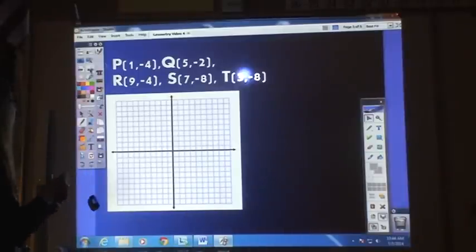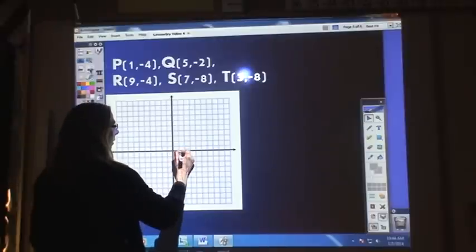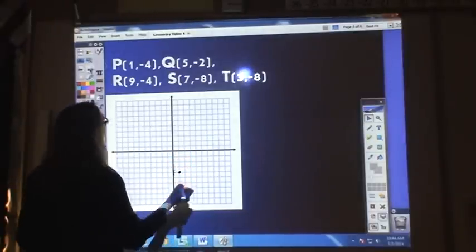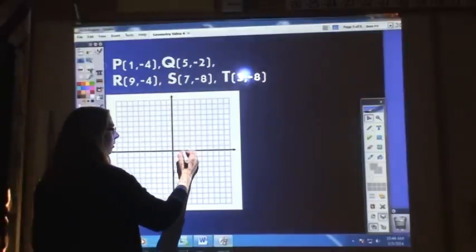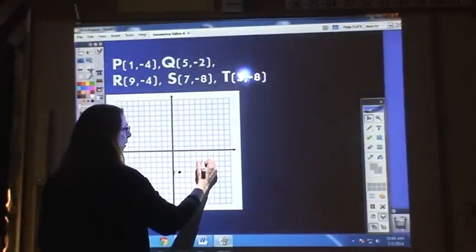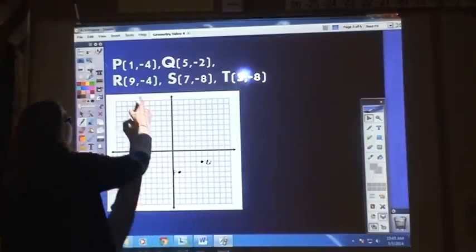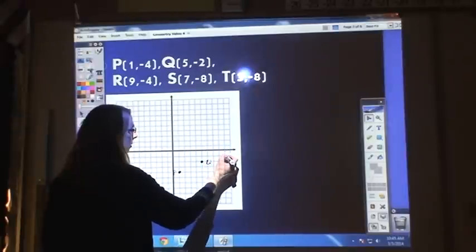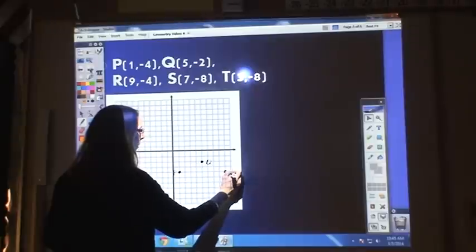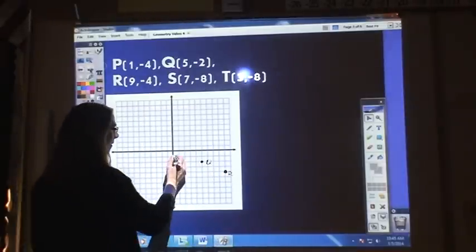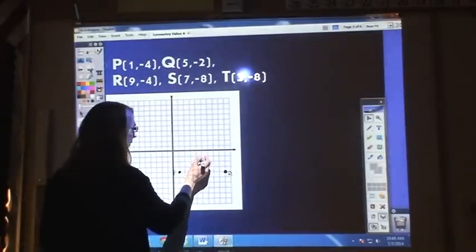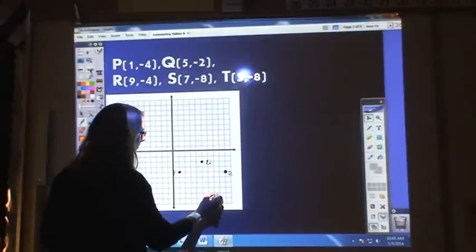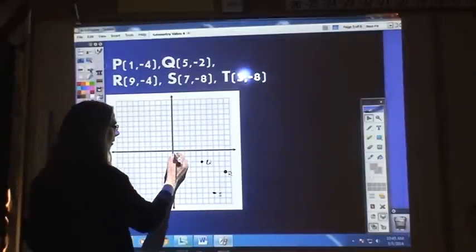Finally, all these points. So we're going to start with P. It's at 1, negative 4. That's going to put us in the 4th quadrant. Q is at 5, negative 2. R is at 9, negative 4. S is going to be 7, negative 8. And finally, T is at 3, negative 8.